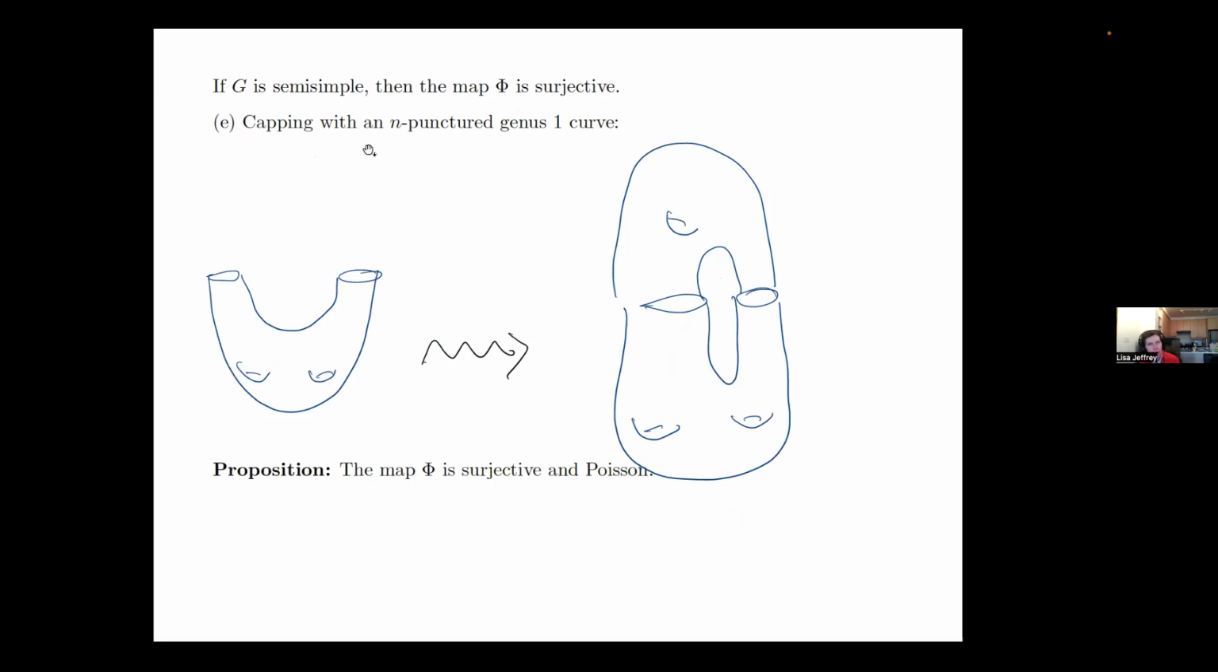And you could cap off with an n-punctured genus 1 curve. So I've drawn the case where you have two boundary components. In this case, the map is a Poisson map, and it is a surjective map.